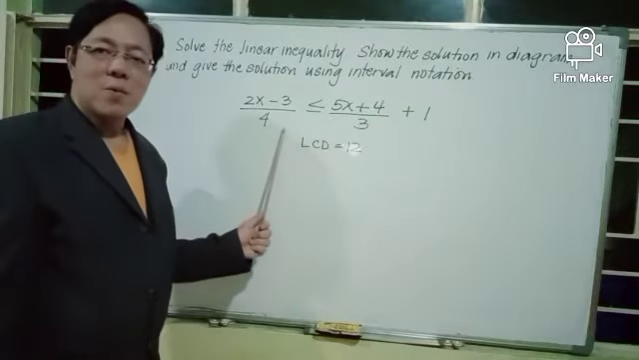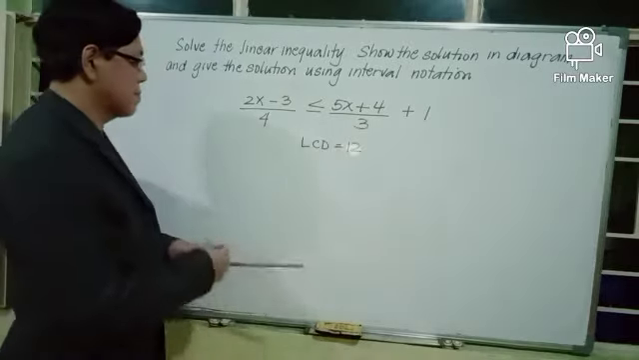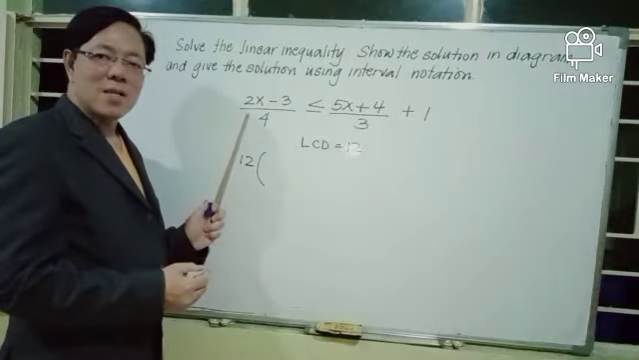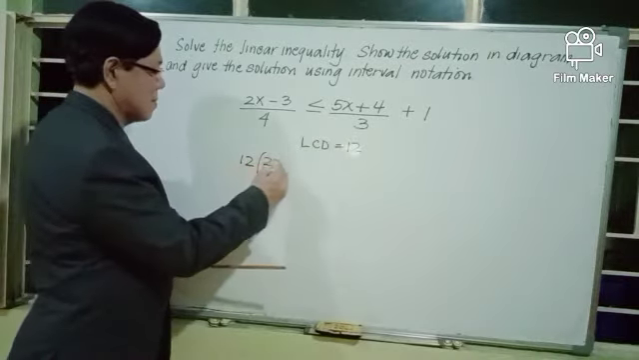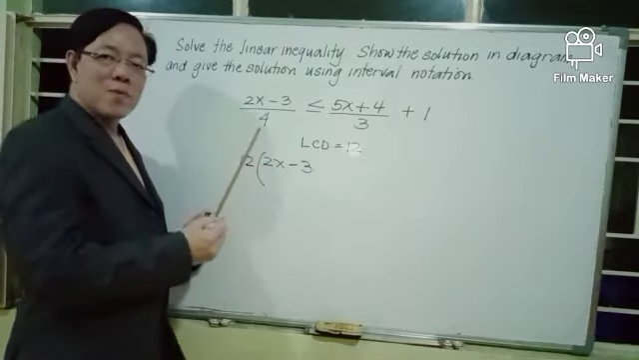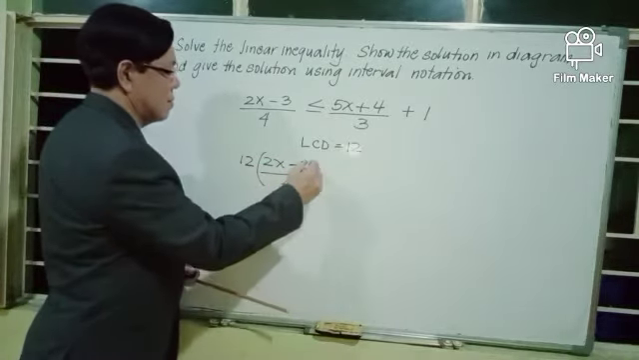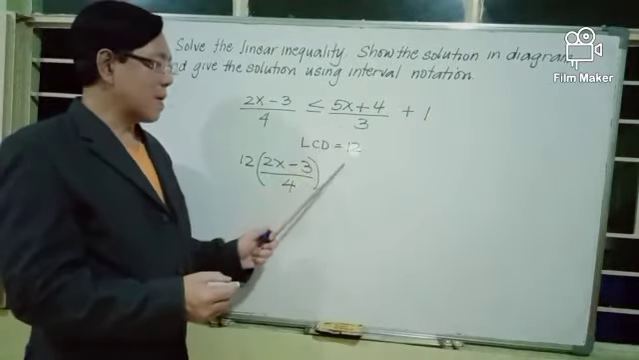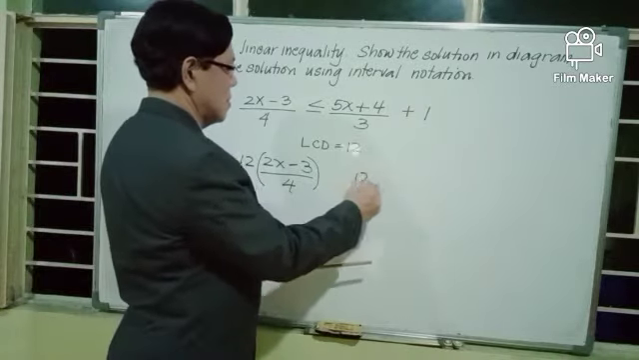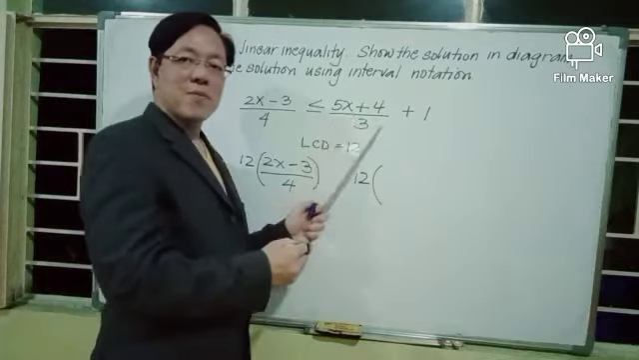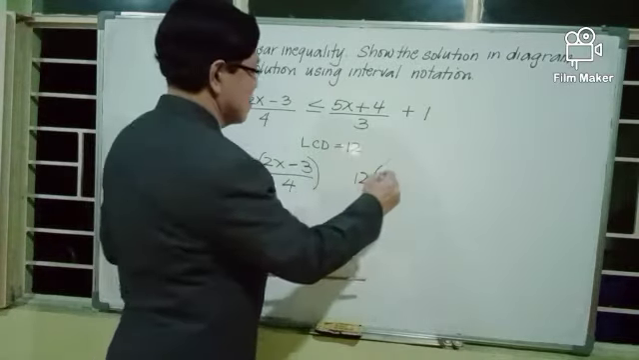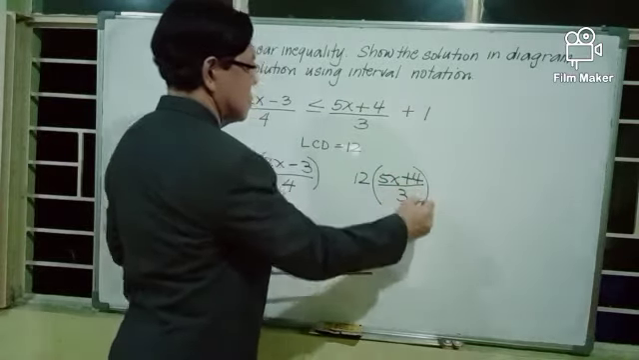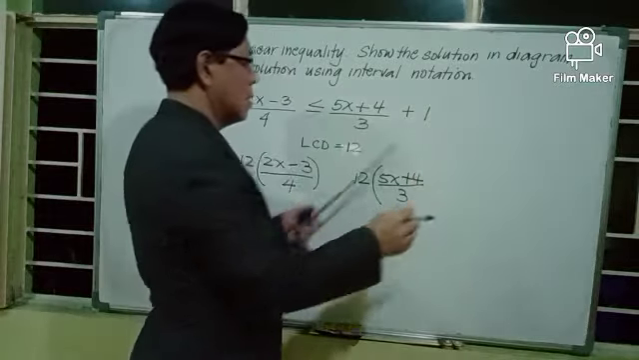We start with the left-hand side, 12 multiplied by the left-hand side, 2x minus 3, all over 4. We also multiply the right-hand side by 12, multiplied by 5x plus 4 all over 3, plus 1.